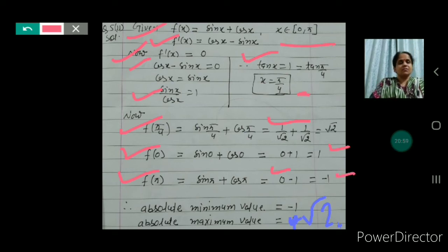Okay, and now find the absolute minimum value. The minimum of all these three, root 2, 1 and -1, you will get -1. And now find the absolute maximum value. Maximum of root 2, 1 and -1, so the maximum value is root 2.